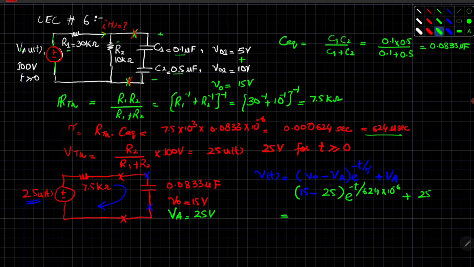Simplifying this equation, we will have 25 minus 10 e raised to power minus 1600 t, and this is in volts for time t greater than or equal to 0. How did we get 1600? This is the inverse of 624 into 10 raised to power minus 6. If we take the inverse of it, it comes out to be 1600.